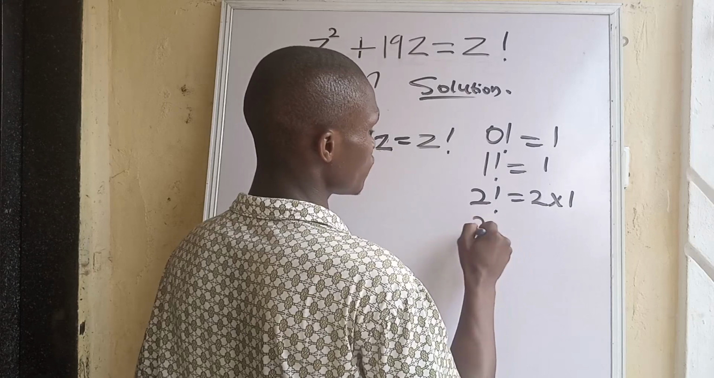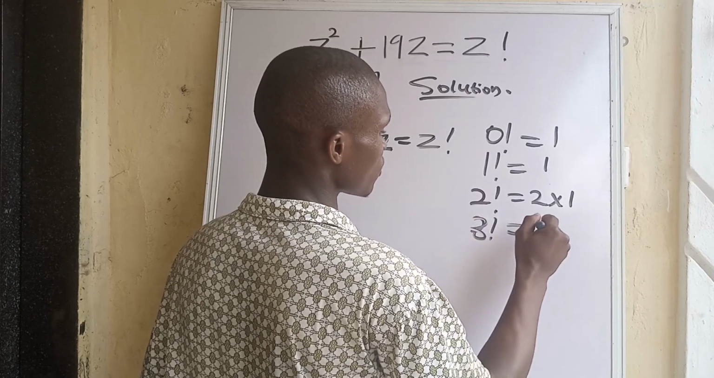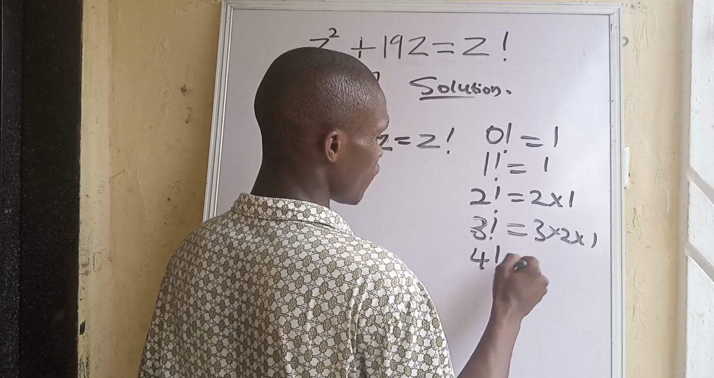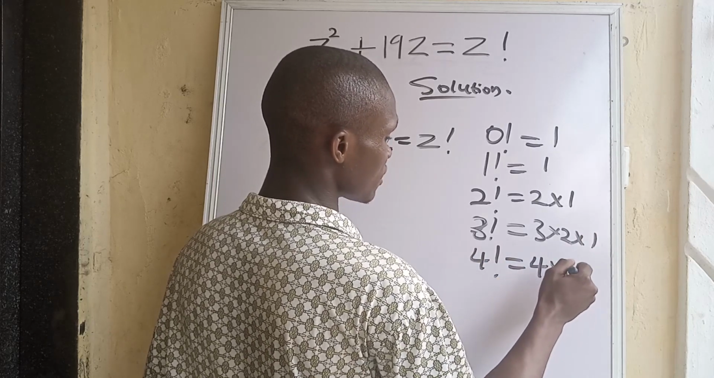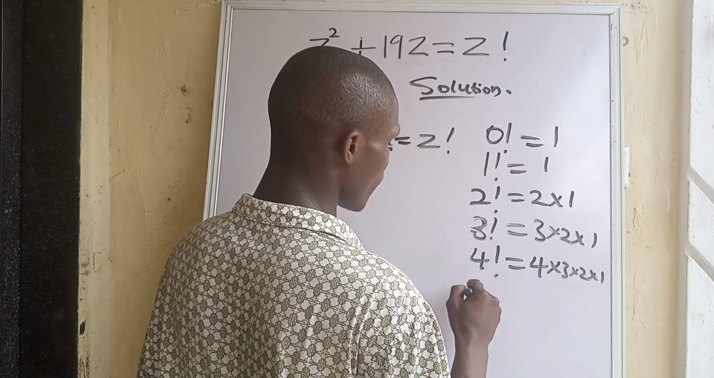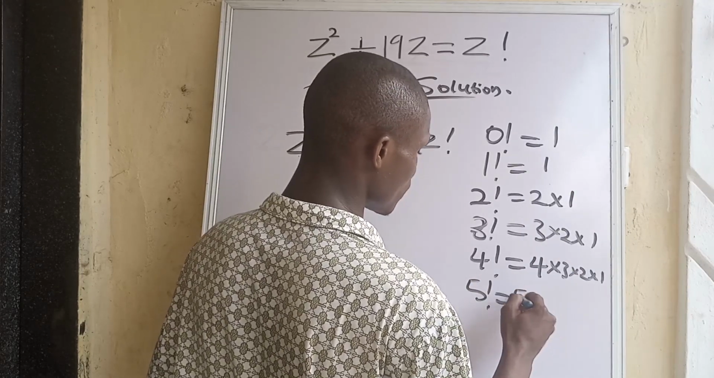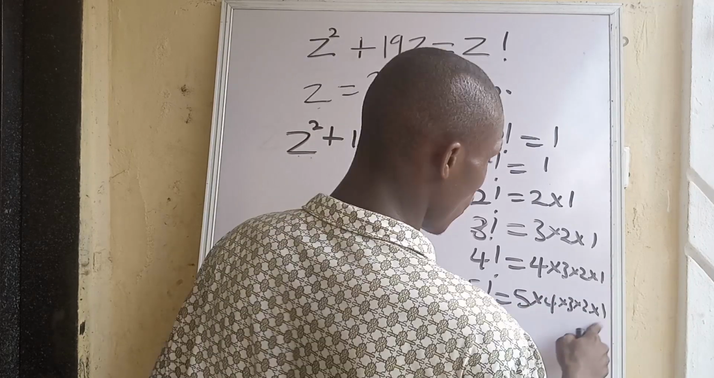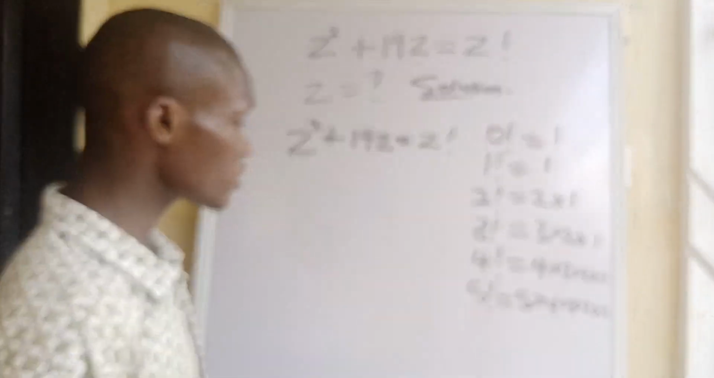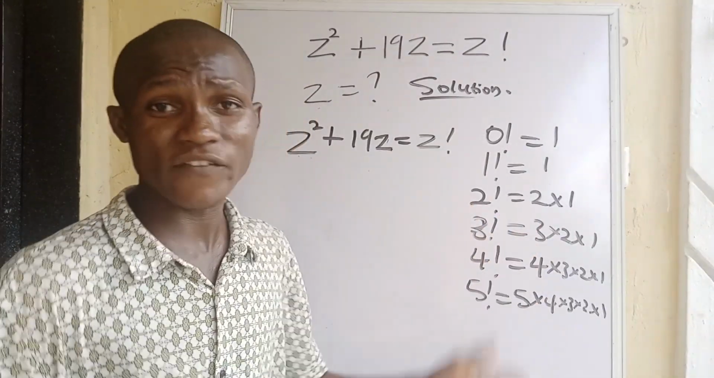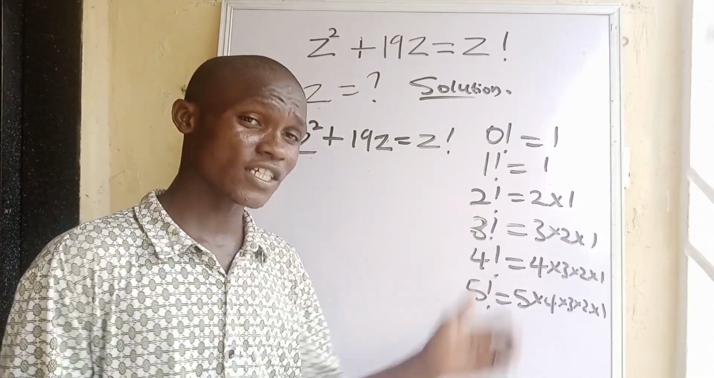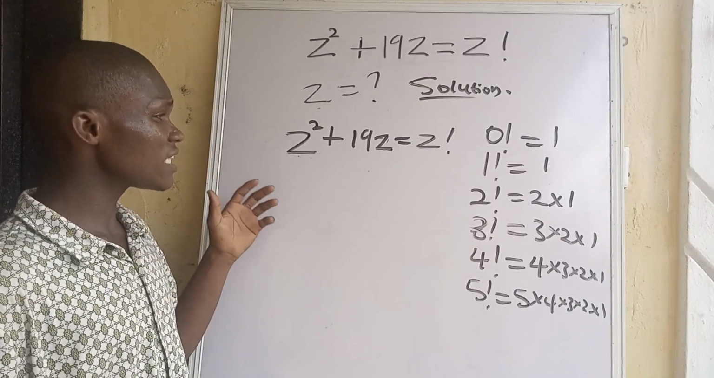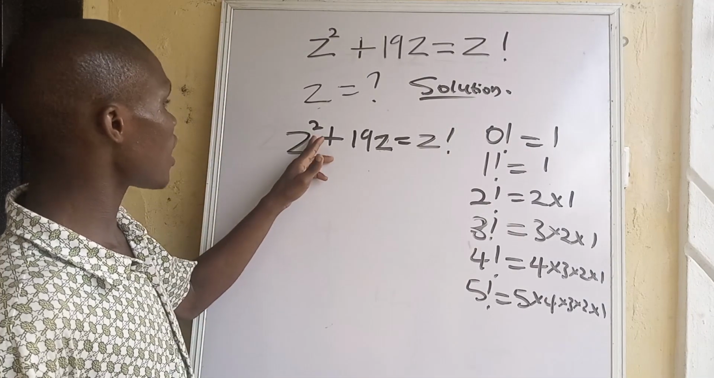We are having 1 here. If we have 3 factorial, it is equal to 3 times 2 times 1. 4 factorial is equal to 4 times 3 times 2 times 1. 5 factorial is equal to 5 times 4 times 3 times 2 times 1, and so on and so forth. 6 factorial is 6 times 5 times 4 times 3 times 2 times 1. If you have 7, you do the same for 7, till the number you desire.